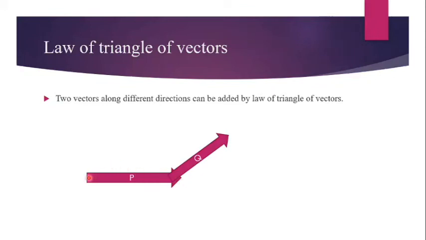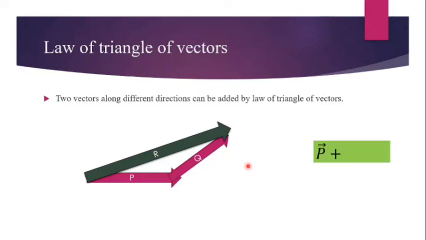Then we can see that these are the two sides of the incomplete triangle. That is, two sides of the triangle are representing the vectors P and Q. Then the resultant is represented in magnitude and direction by the remaining side of the triangle, drawn from the starting point of the first vector to the end point of the last vector.